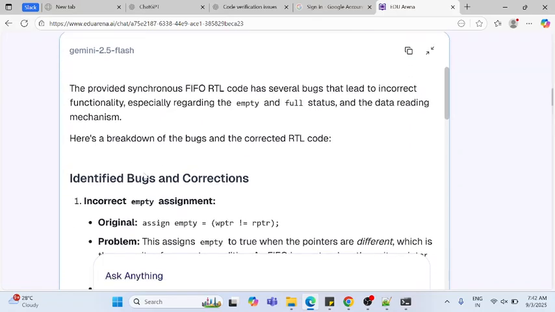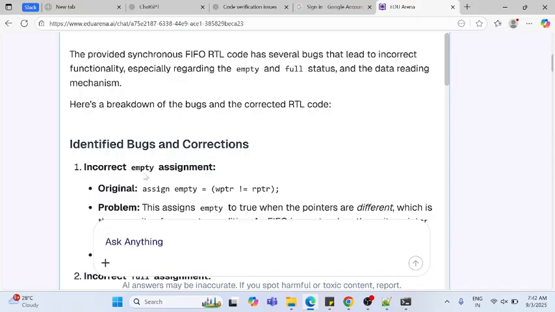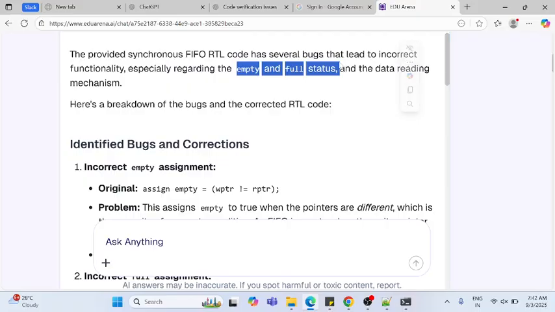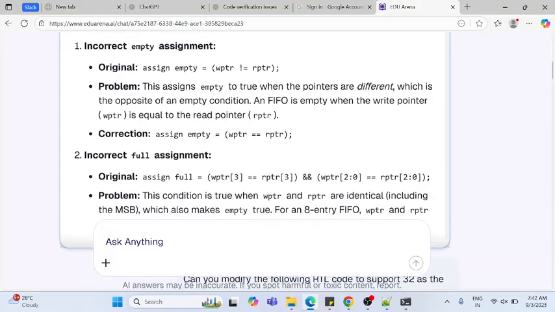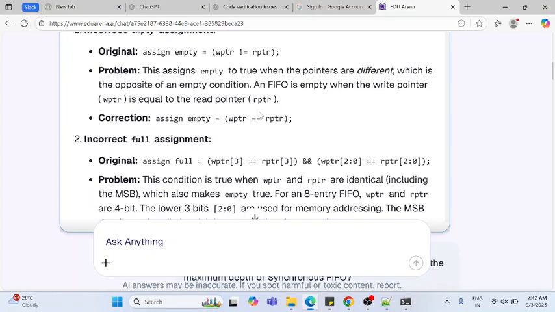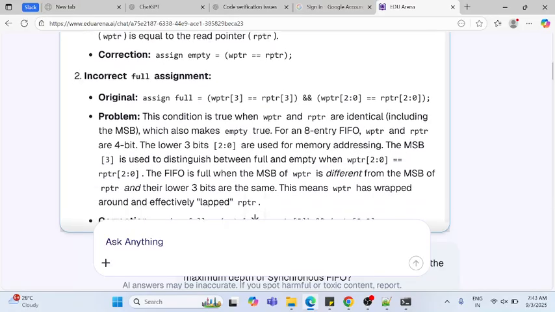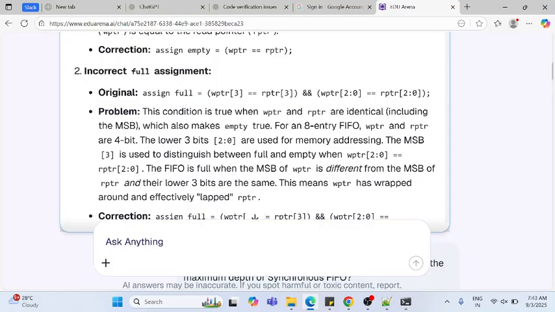The provided synchronous FIFO RTL code has several bugs that led to incorrect functionality, especially regarding empty and full state. So it has identified the error actually, in the empty and full status. Incorrect empty assignment: original is assign empty equal to write pointer not equal to read pointer. The correction should be assign empty equal to write pointer equal to read pointer. Similarly, incorrect full assignment.